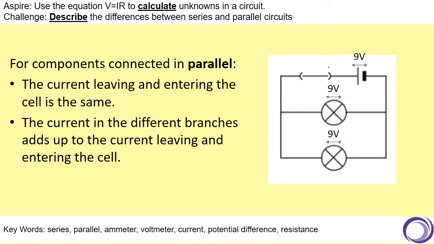The current, though, is different. The current that comes out of the cell and goes back into the cell is the same. So we could have 1.8 amps coming out of the cell and 1.8 amps going back in. But along the way, it'll divide up. If the bulbs were equal resistance, we'd have half of it going that way, so that'd be 0.9, and the other half going down the other branch, and then it'd join back up to give us the 1.8 to go back into the cell.